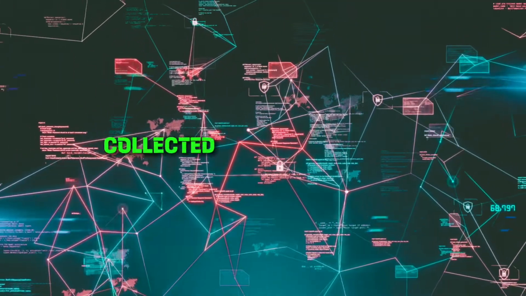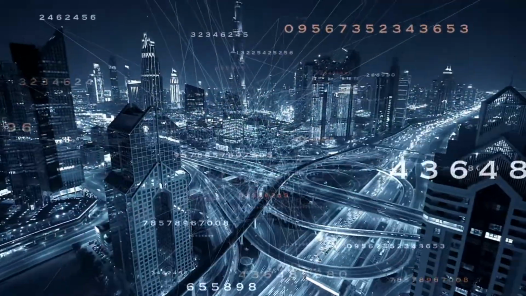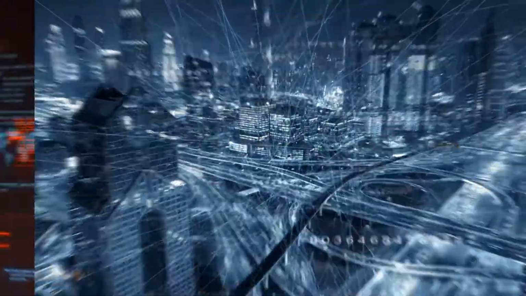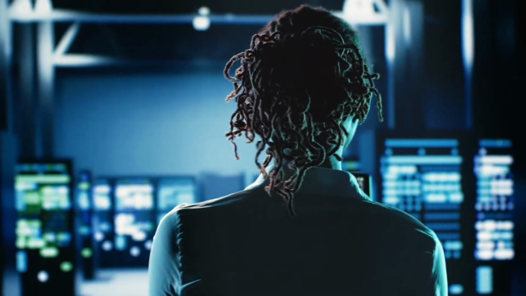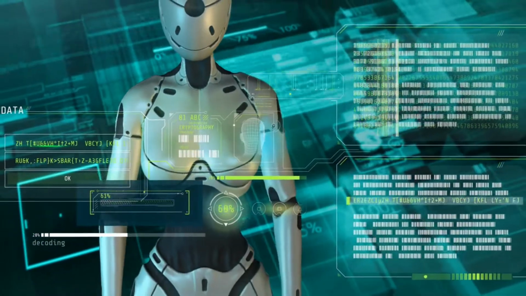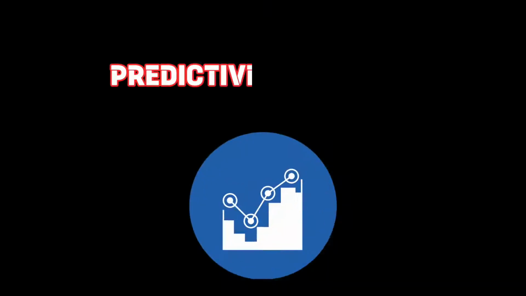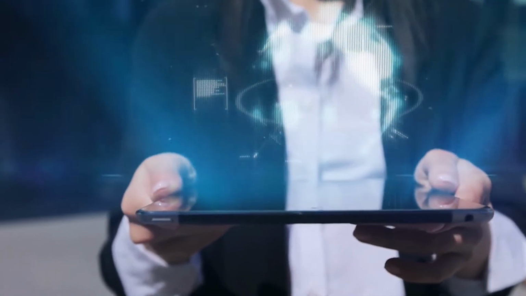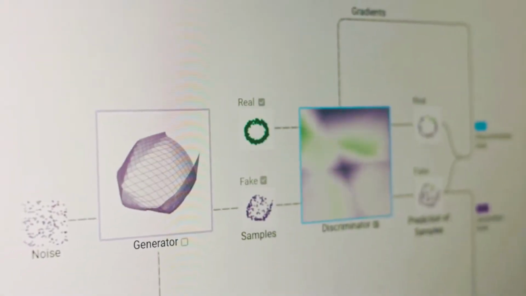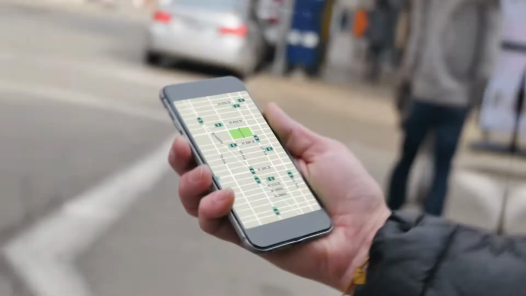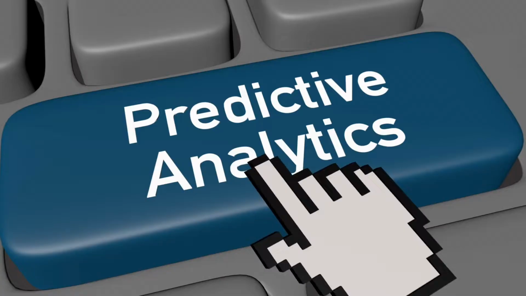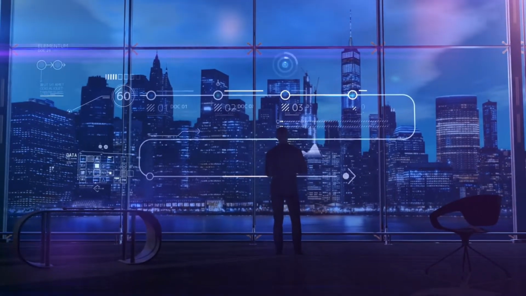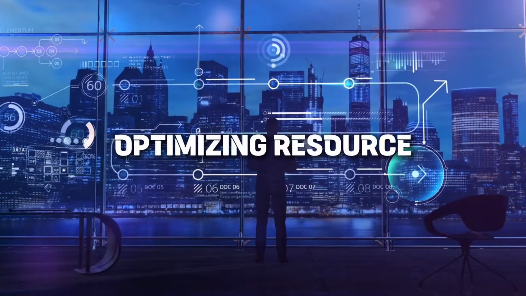The sheer volume of data collected by IoT devices supports big data analytics, allowing AI algorithms to identify complex patterns and correlations that might not be apparent in smaller datasets. This leads to more accurate predictions and insights. Predictive analytics. AI can predict future events based on historical data and current conditions. Machine learning models, for instance, can forecast equipment failures, traffic patterns, or energy consumption. Predictive analytics allows proactive decision-making, helping to prevent or mitigate issues before they occur and optimizing resource allocation.